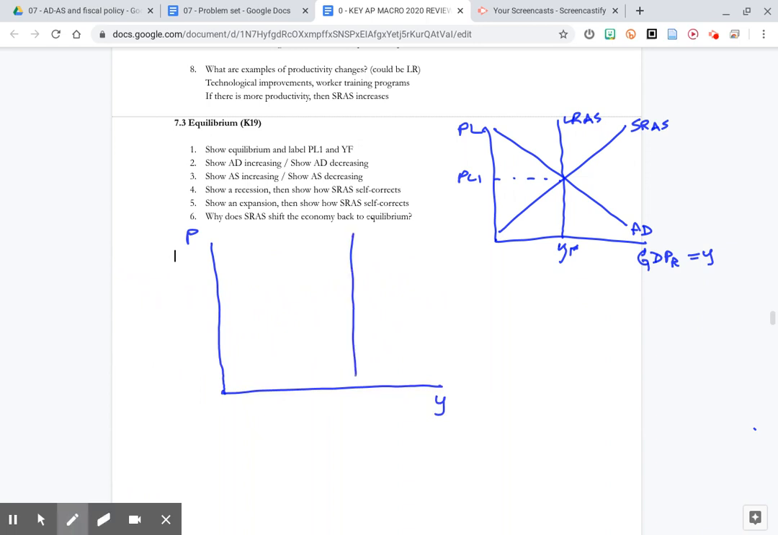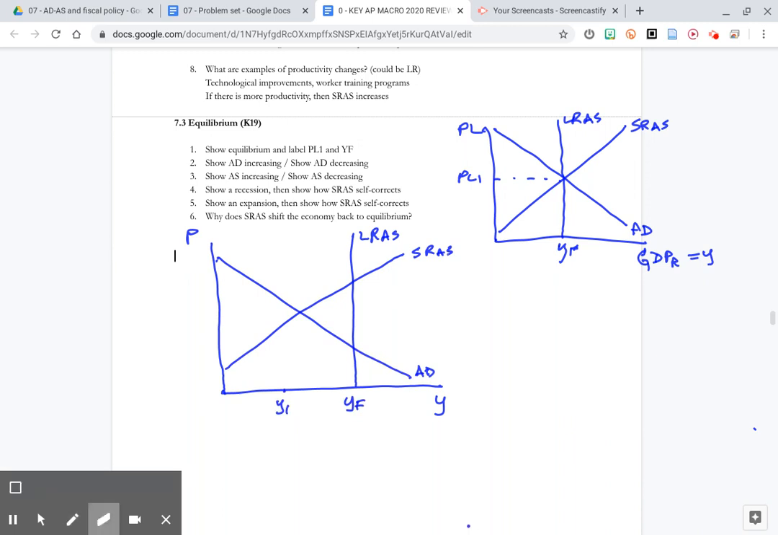Now that means we need an LRAS. If we have a recession, we're comparing it to full employment. And where are we? Well, we're somewhere over here on this level. We're at Y1. Now that I've put that on there, we'll see if I can fix it. SRAS. So it wasn't that close, so I'm going to erase that. And that's our current level of output.